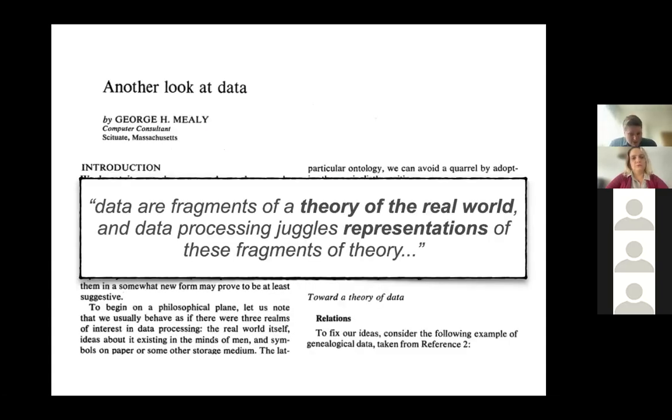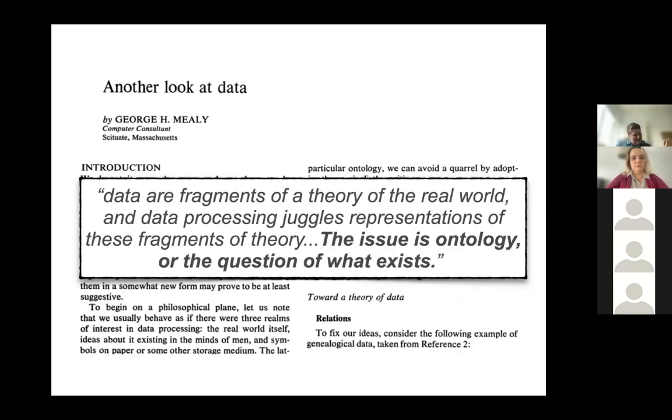The first appearance of the word ontology in computer science is in this paper called Another Look at Data by George Mealy. George Mealy is the creator of Mealy automata in computer science. He's also the PhD supervisor of Peter Chen, who later created ER diagrams, right? So he's the grandfather of conceptual modeling, let's say, of domain modeling. So in this paper, George Mealy defends that data are fragments of a theory of the real world, and that data processing juggles representation of these fragments of theory.